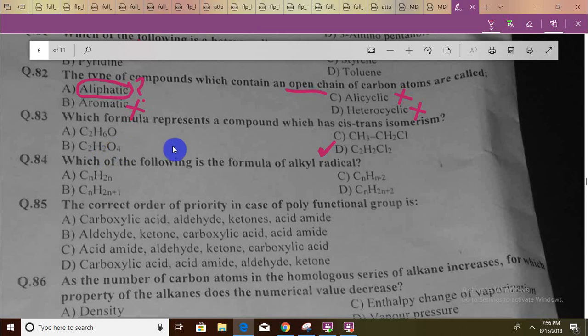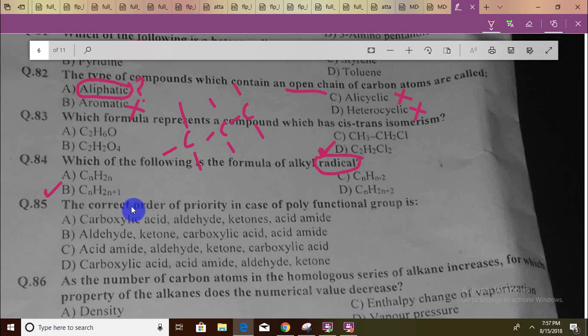Which of the following is a formula of an alkyl radical? Radical bit is important. A radical usually has one less hydrogen than it can have. See, this is an example of a radical. It should be CnH2n+1, because if it's an ethyl radical, it's C2H5. So this is the formula that suits.